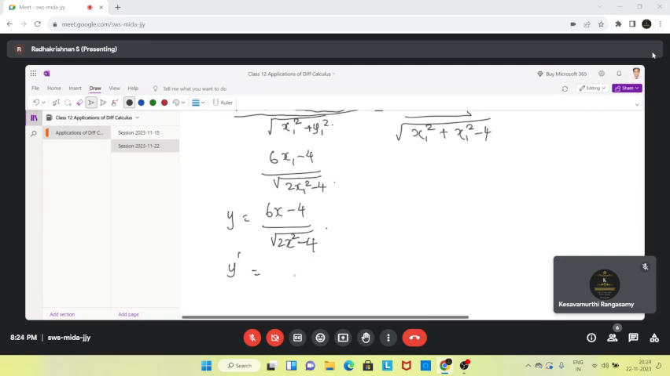You can tell. This is u by v, right? So we put v square here. Apply the quotient rule: v into du, correct.